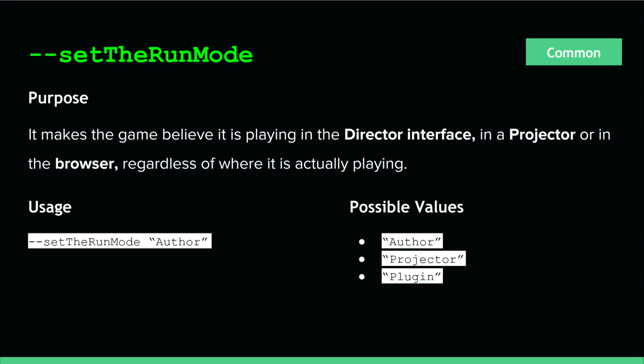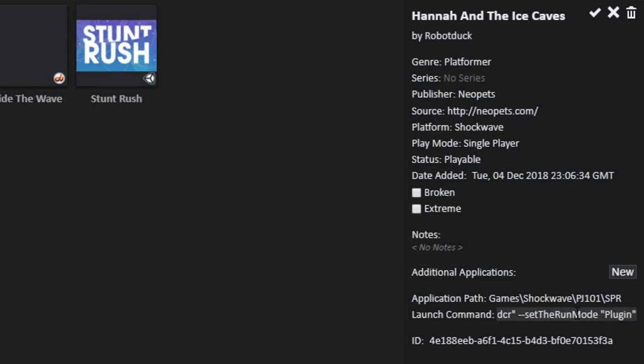The next argument is --set the run mode. This is the argument I briefly explained at the beginning of this video. It allows you to make the game believe it is playing in the director interface, in a projector, or in the browser, regardless of where it is actually playing. Sometimes a game will check if this is set to plugin, if the game is not intended to run outside of the browser. In this case, you will want to use this argument, followed by the plugin string.